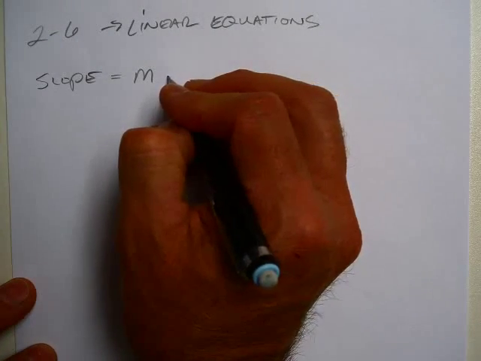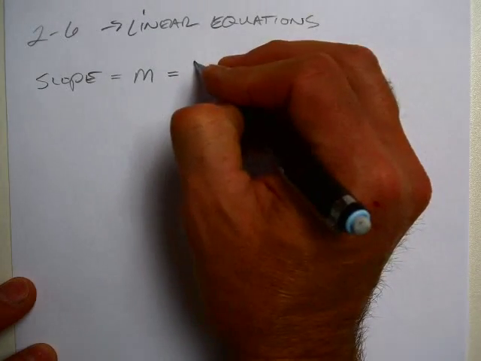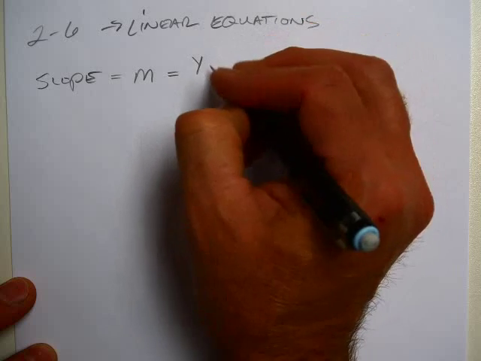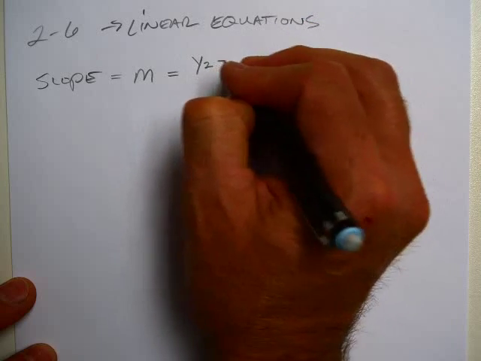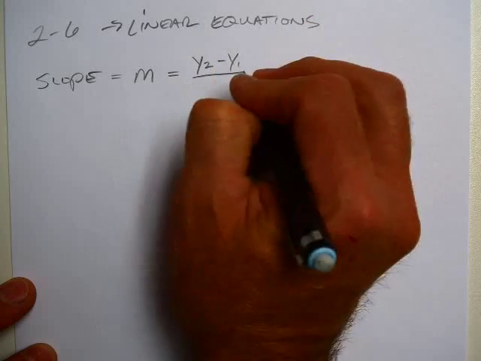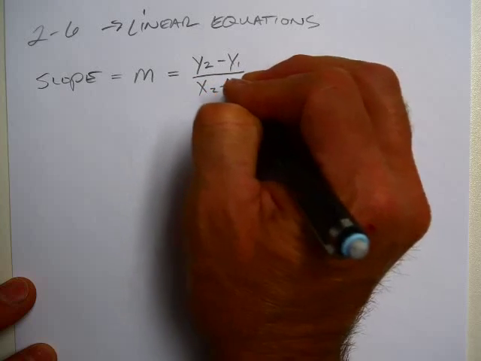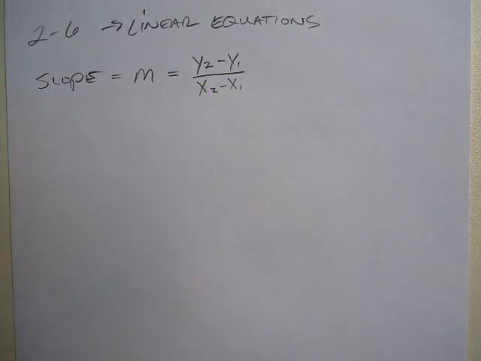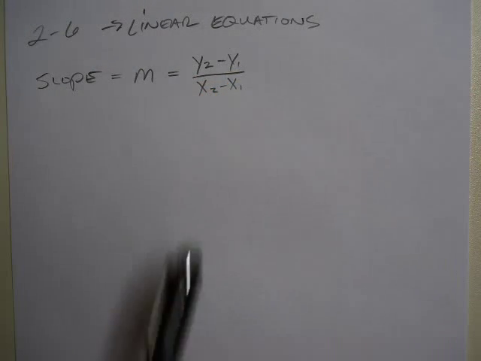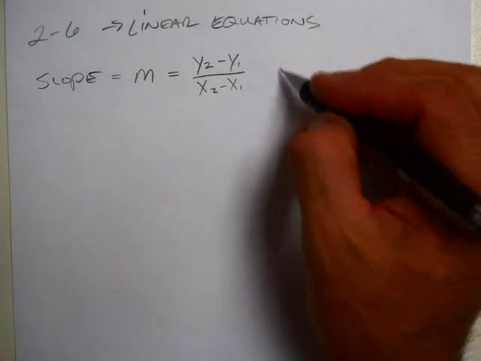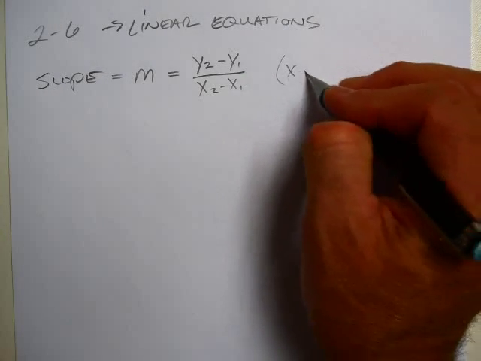Referenced with m, and we can work it out using the formula y sub 2 minus y sub 1 over x sub 2 minus x sub 1. So this is when we have 2 points.